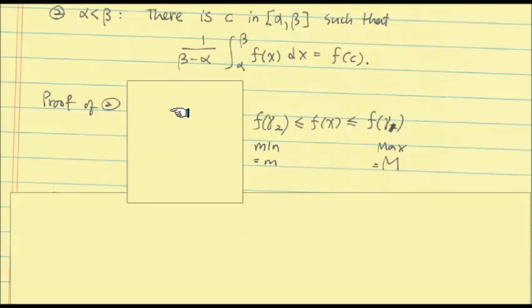So here's the proof of this item number 2. First we start with the statement that in between alpha and beta, by the extreme value theorem, there is a maximum and there is a minimum, denoted by capital M and little m there. So all the function values are in between these two maximum and minimum values.